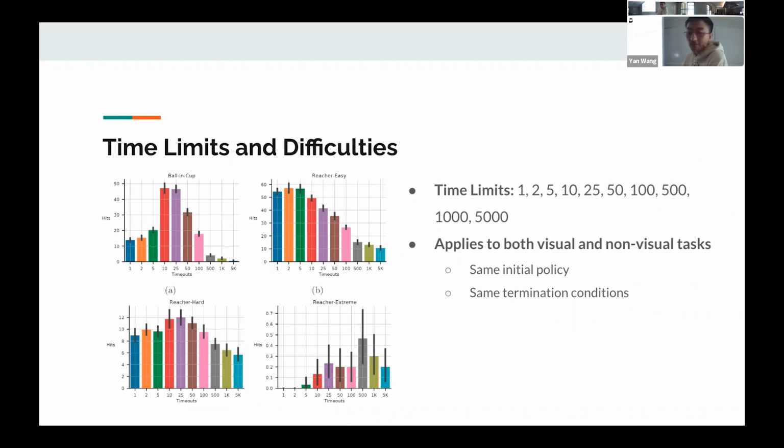Note that the richer extreme has significantly fewer target hits compared to the other tasks. Although the difficulty was measured on non-visual tasks, this plot applies to both visual and non-visual tasks since their initial policies and the terminations are the same and independent of image.